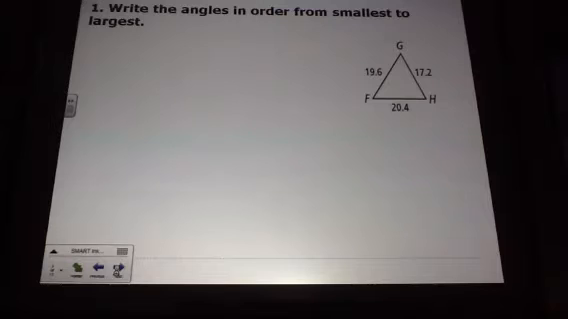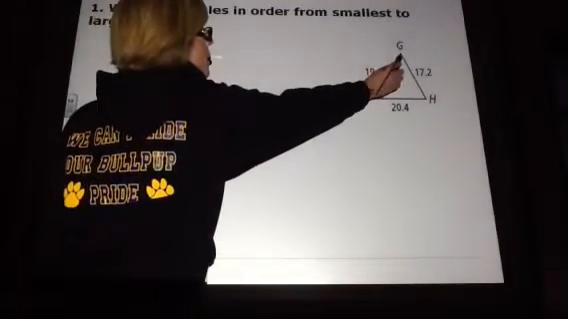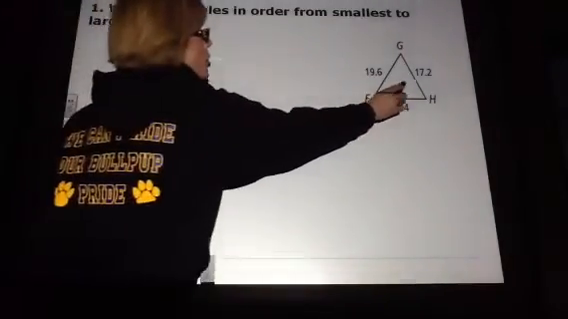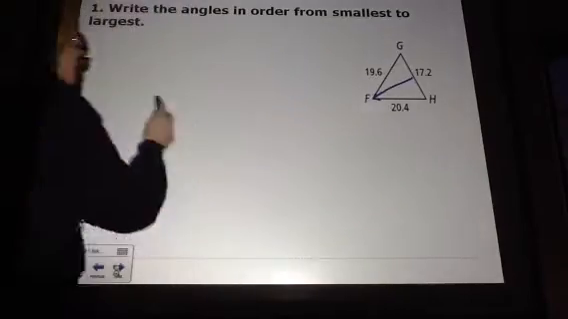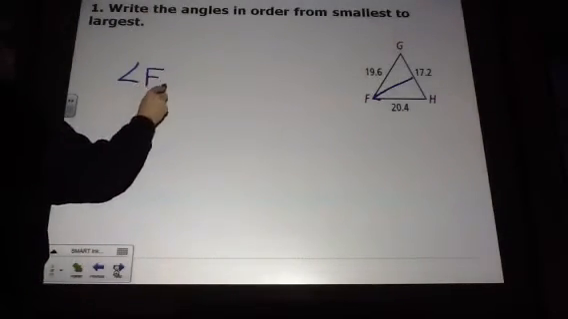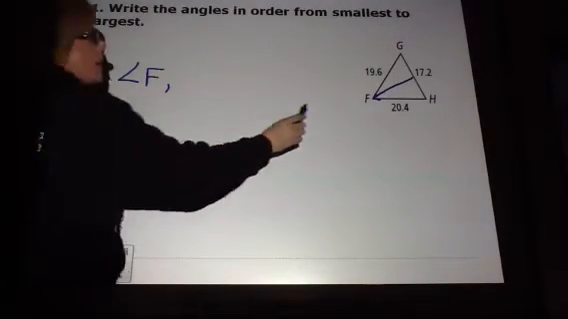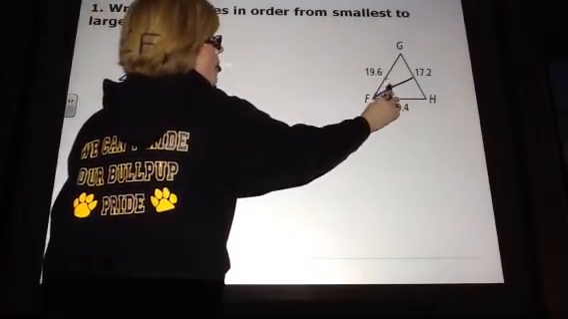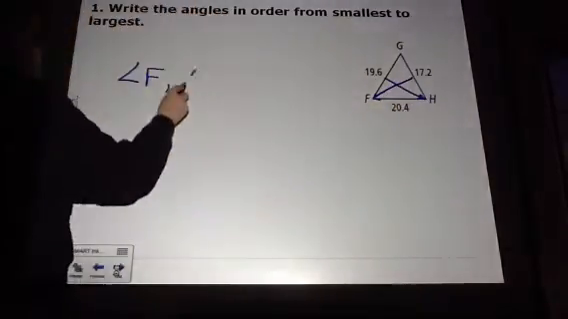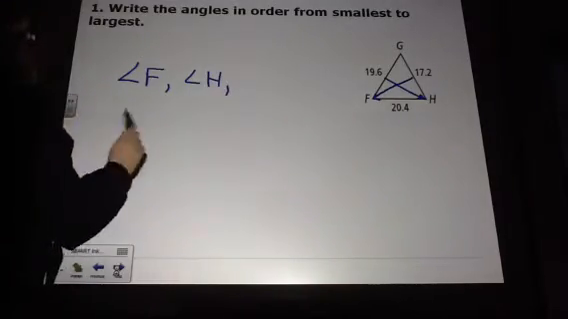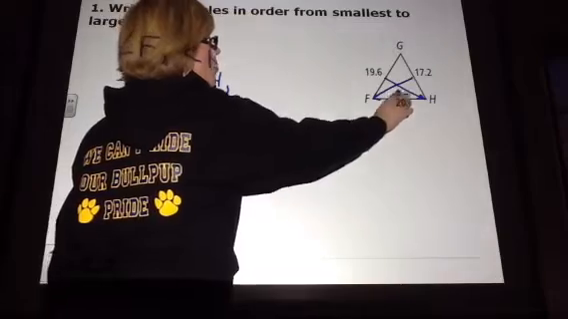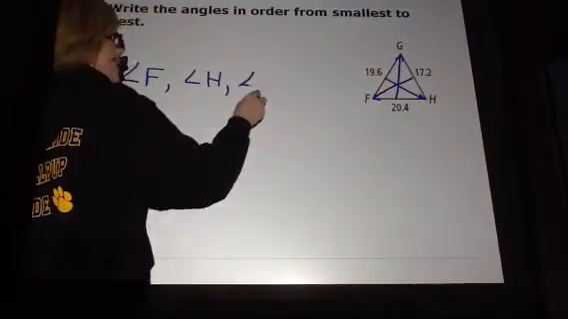Write the angles in order from smallest to largest. Okay, segment GH is our shortest segment, so across from it is angle F, so that's our smallest angle. Then we have 19.6, segment FG, across from it, angle H. And then we have segment FH, measurement of 20.4, across from it is angle G.